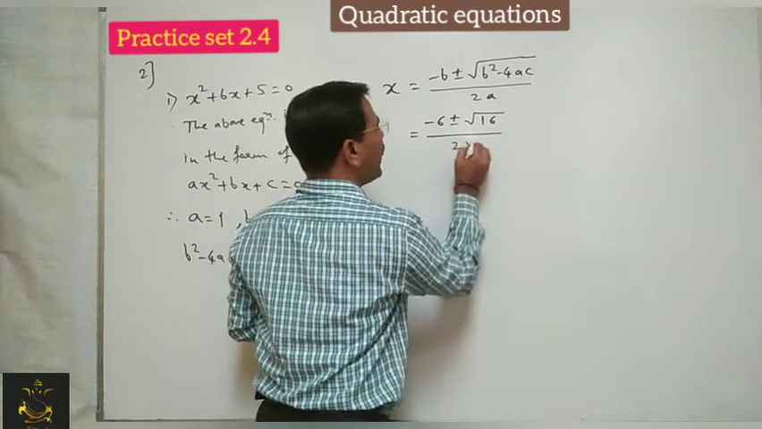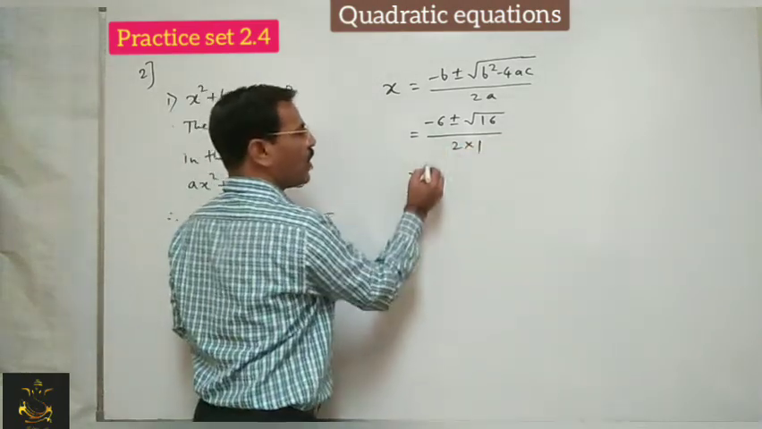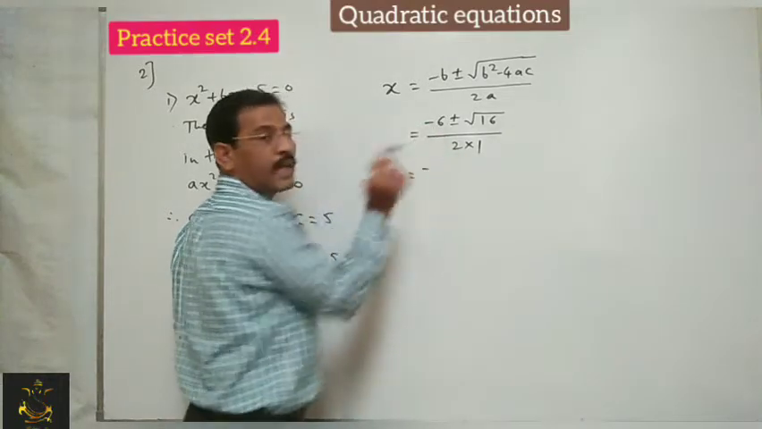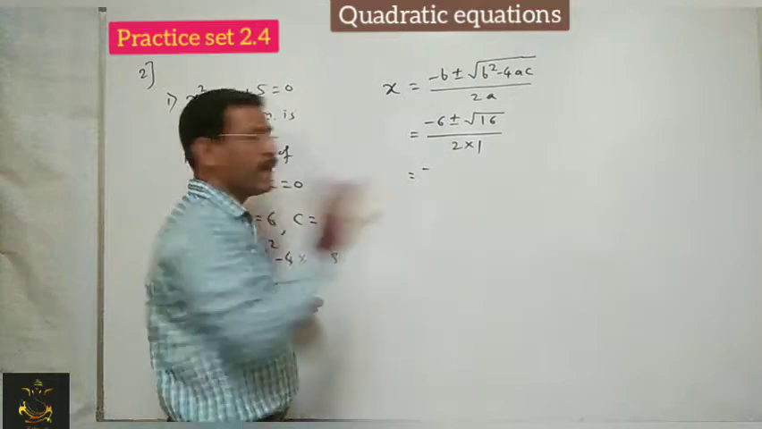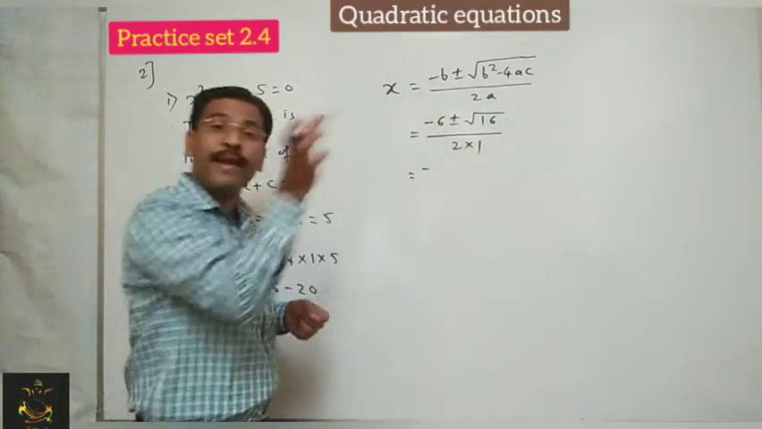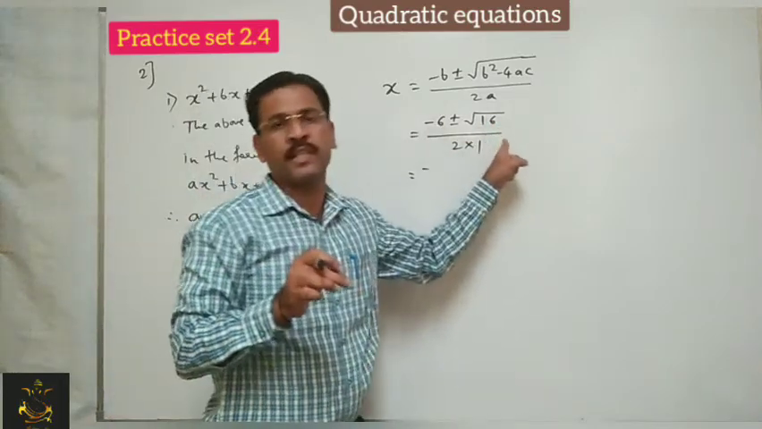So 2a, here a is 1. Now, I'll write first, we cannot do it like 2 ones are 2, 2 threes are 6, because this 2 is for the whole numerator, which is a binomial. That 2 is for 6 as well as this root 16 also.